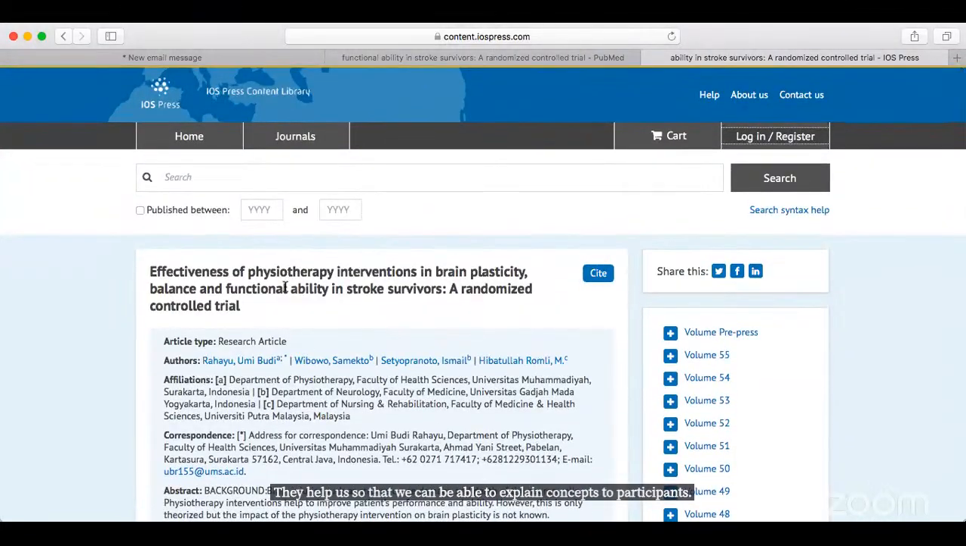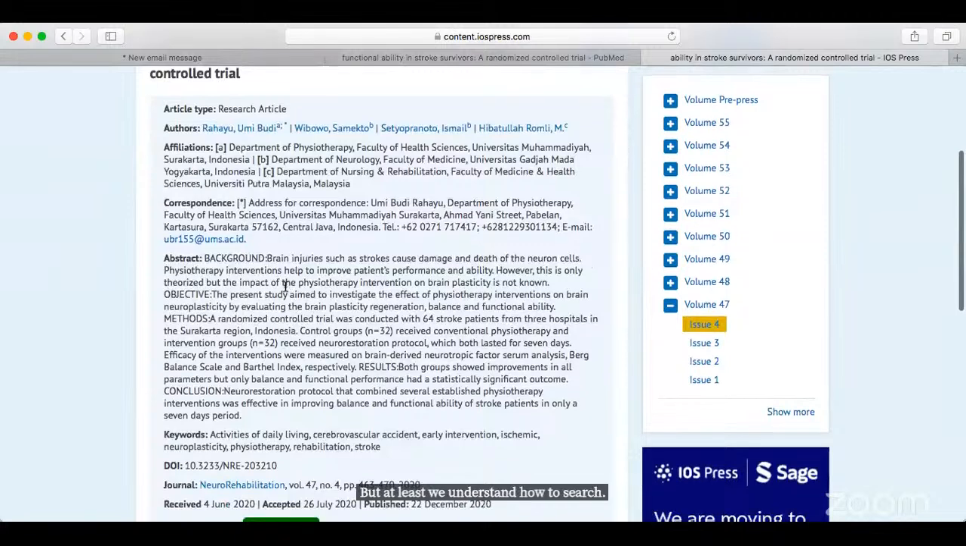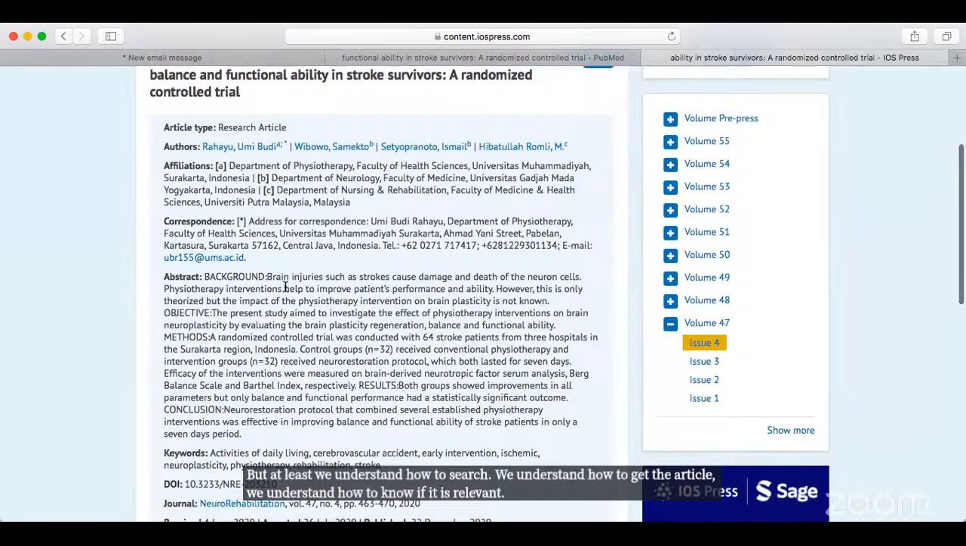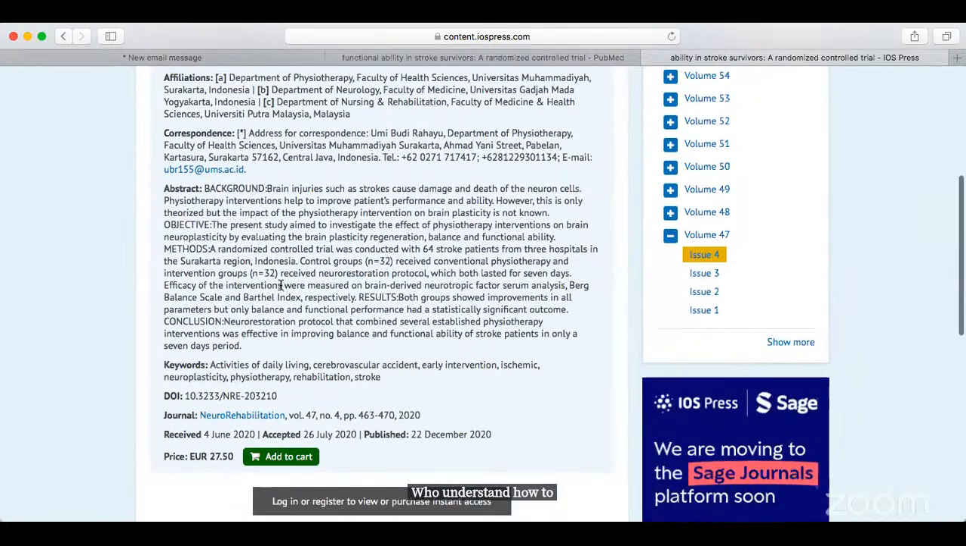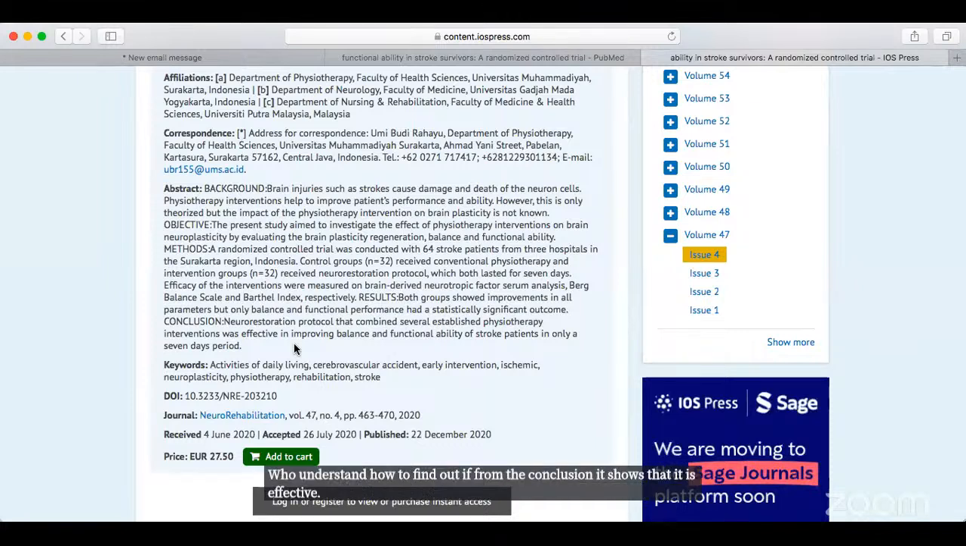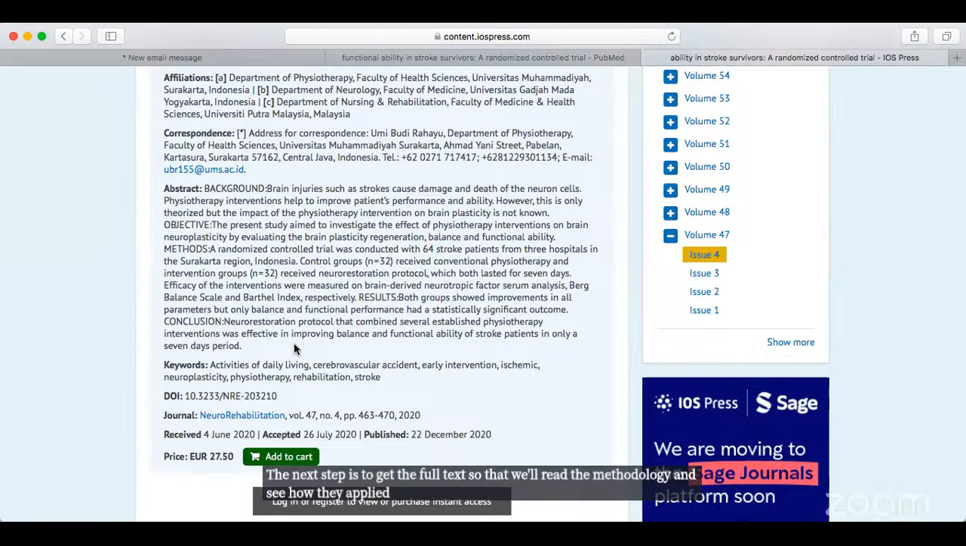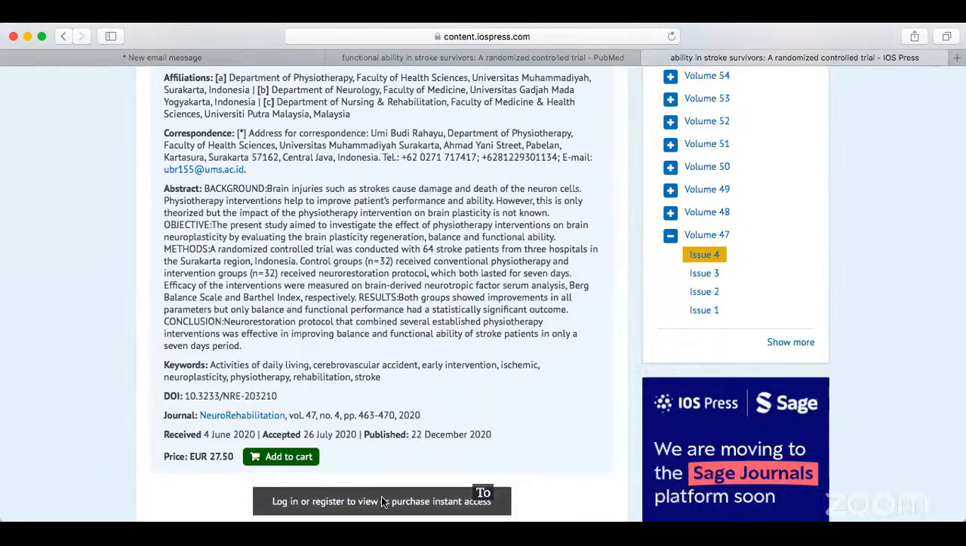But at least we understand how to search, how to get the article, and how to know if it is relevant. We understand how to find out from the conclusion if it is effective. The next step is to get the full text so that we read the methodology and see how they applied the intervention in their patients. That is what we will learn and apply to our own patient. I keep explaining this, and I just pray and hope you are getting the explanations that I'm making.